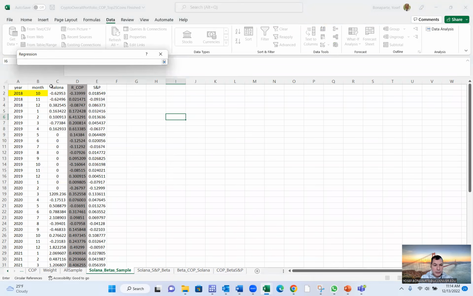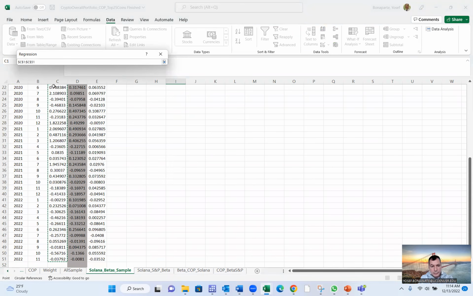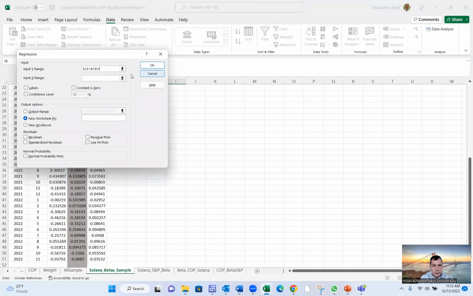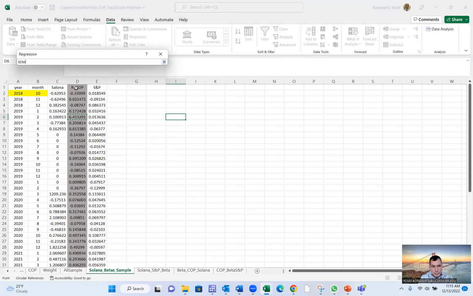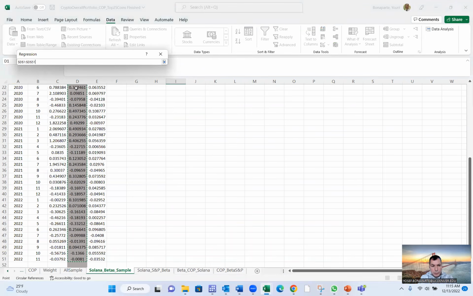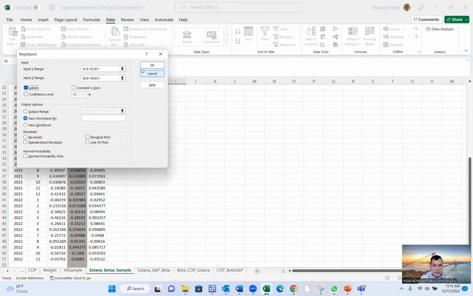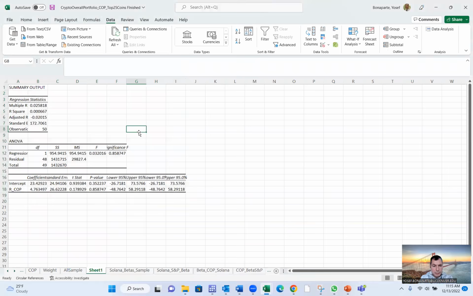The Y is the Solana return. Make sure you end in November 22. The X is the crypto overall portfolio return. Check the labels, okay. Boom. You get the results here, and I already have these results.